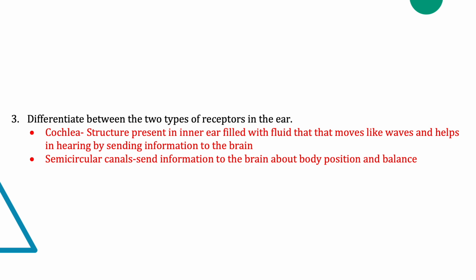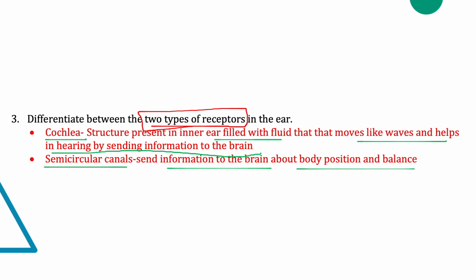Now, the question: we have to differentiate between the two types of receptors in the ear. Don't forget that we have receptors called the cochlea and the semicircular canals. The cochlea is a snail shaped structure, fluid filled and lined with hair. It helps in hearing by sending information to the brain, and the semicircular canals send information to the brain about body position and balance.